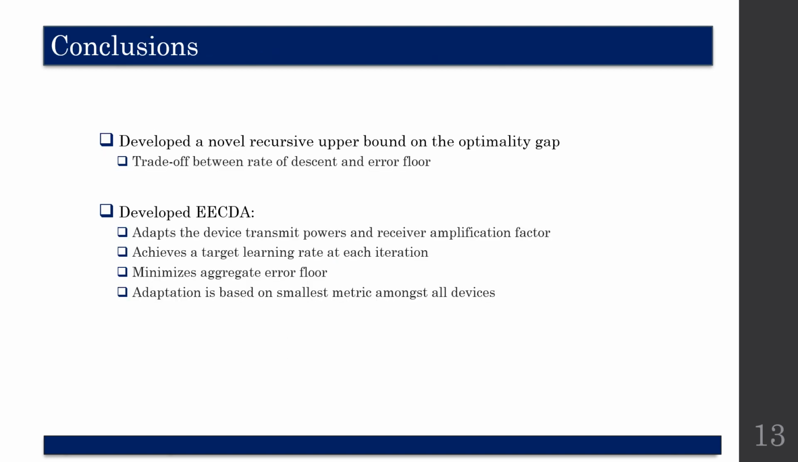In conclusion, we have developed a novel recursive upper bound on the optimality gap, which brings out the trade-off between the rate of descent and the error floor. Based on this trade-off, we have developed an algorithm called EECDA that adapts the device transmit powers and the receiver amplification factor such that the algorithm converges at a target learning rate at each iteration, which is specified by the user, and it minimizes the aggregate error floor over an infinite time horizon. And this adaptation is based on the smallest metric amongst all the devices.